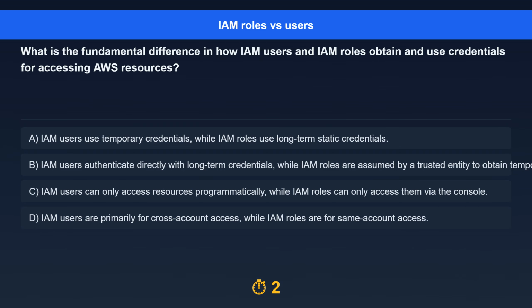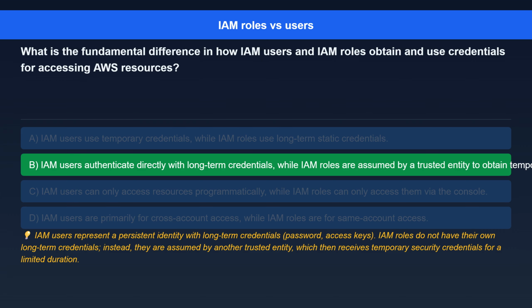The correct answer is IAM users authenticate directly with long-term credentials, while IAM roles are assumed by a trusted entity to obtain temporary credentials. Here's the explanation. IAM users represent a persistent identity with long-term credentials, password, access keys. IAM roles do not have their own long-term credentials. Instead, they are assumed by another trusted entity, which then receives temporary security credentials for a limited duration.